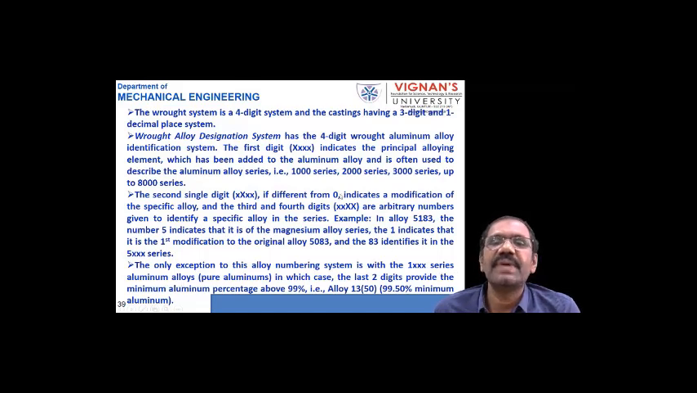aluminum alloys. If you have a 1 series aluminum, there is no principal alloying element. That is pure aluminum, which consists of a minimum of 99.5% aluminum. Pure aluminum is identified with the 1 series, in which case the last 2 digits provide the minimum aluminum percent above 99%. You don't need to bother about that. In the 1 series we have 99.5% aluminum, and the remaining is other things.